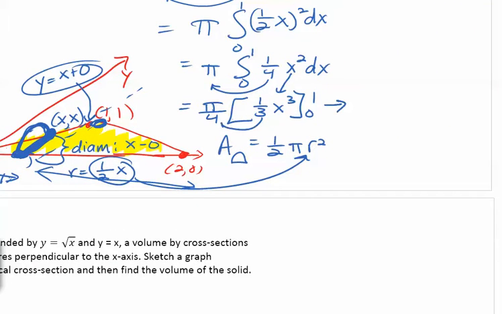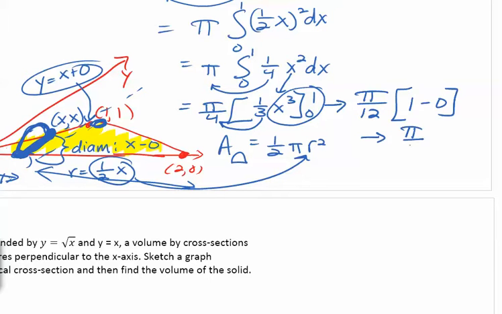So now remember, we could make this arithmetic even simpler, bring the 1/3 out there, and then we would have just the x cubed from 1 to 0. So our volume here is going to turn out to be pi over 12 cubic units.